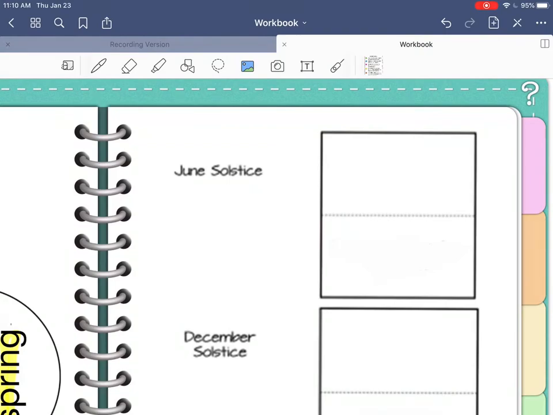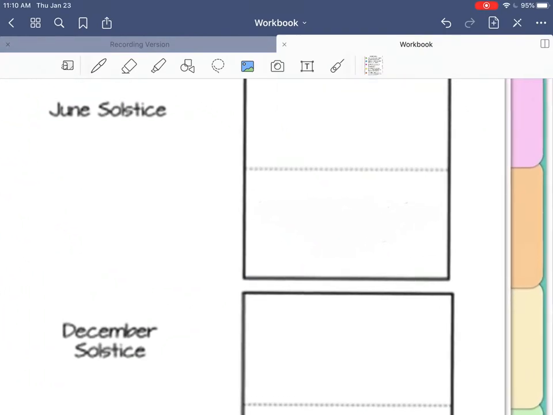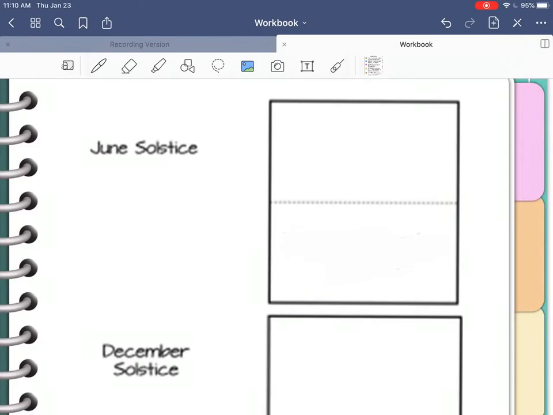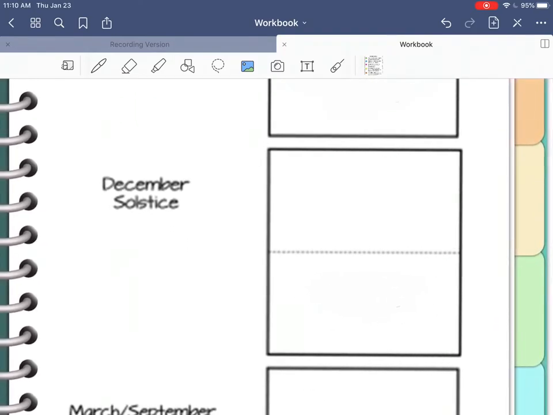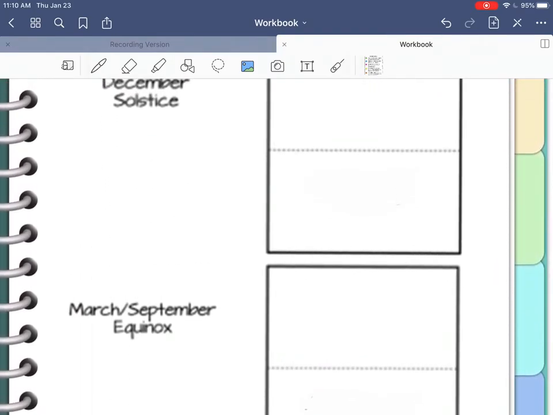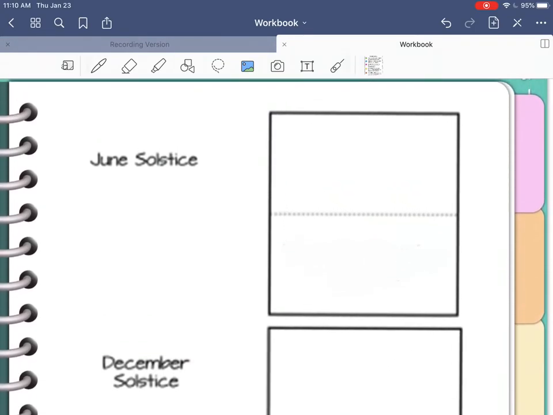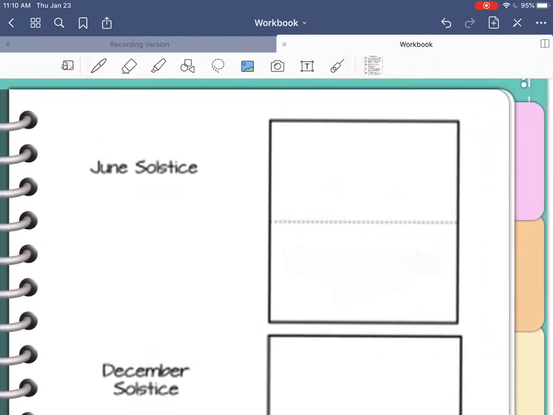In this video you are going to need the tabs that look like this. There is one that says June solstice, December solstice, and March-September equinox. So I am looking at the inside of the tab. The writing is on the outside. So the June solstice is on the outside. If you turn the tab over, we're looking at the inside.